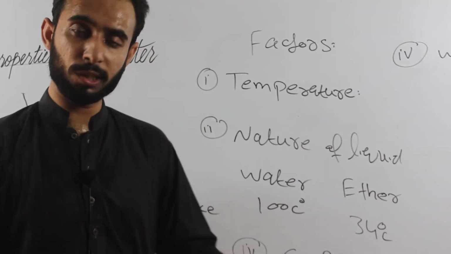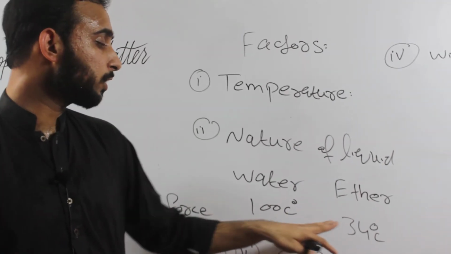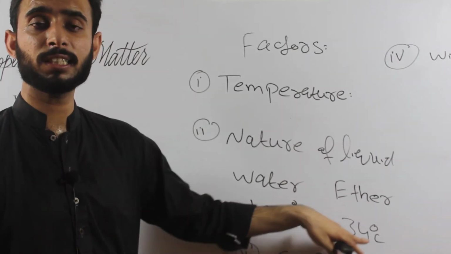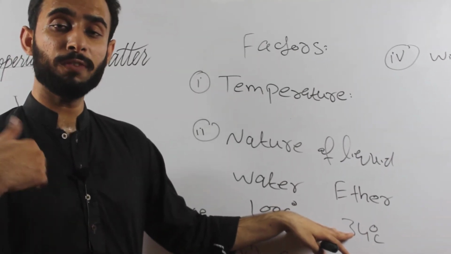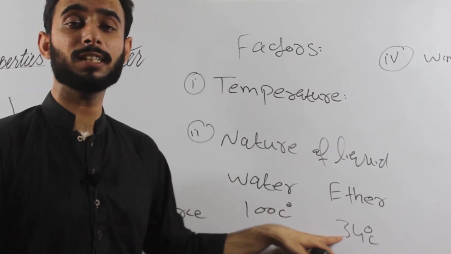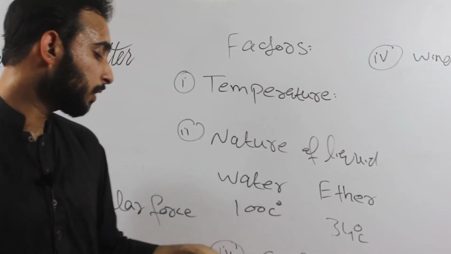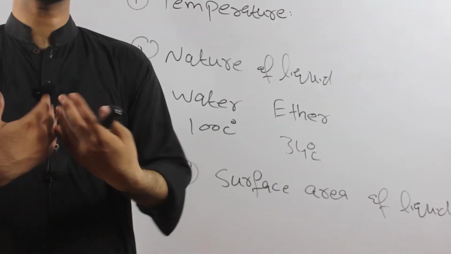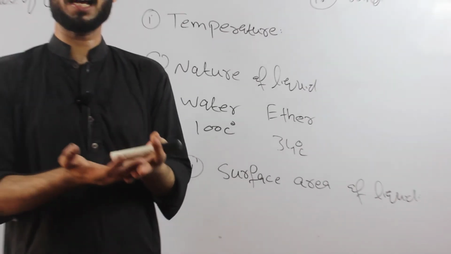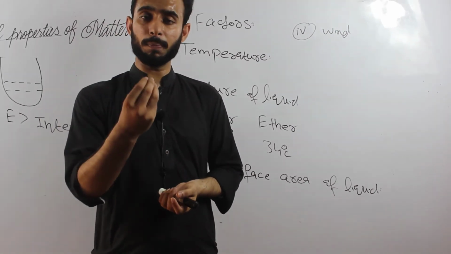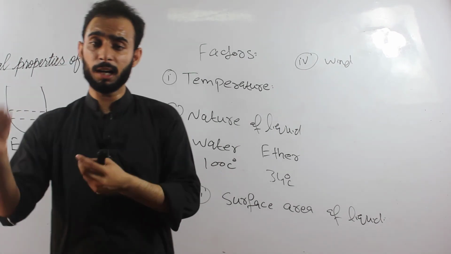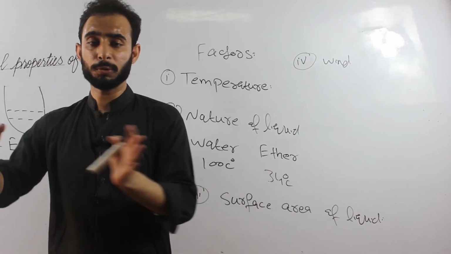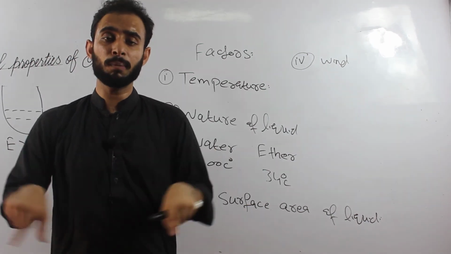The second thing we discussed is the nature of the liquid. If the liquid has a lower boiling point, then its evaporation rate is very high. Just like I said earlier, ether will evaporate quickly as compared to water because ether has a lower boiling point. The third thing we discussed is the surface area of the liquid. If the surface area is greater, then the evaporation rate is also greater. Just like if we have hot milk in our cup and we put that hot milk in a bowl, that milk will cool quickly as compared to the cup because the surface area of the bowl is greater.